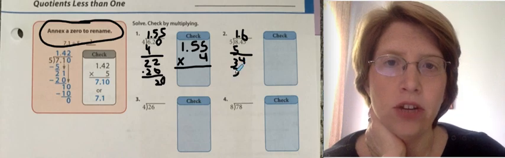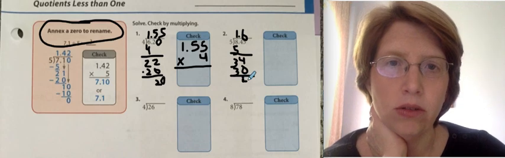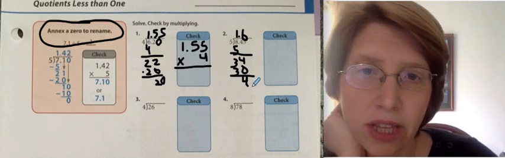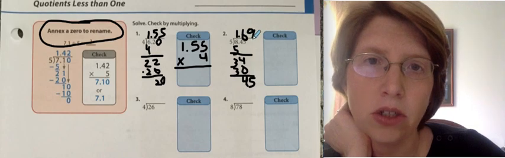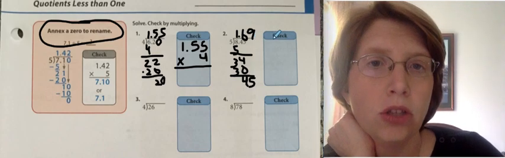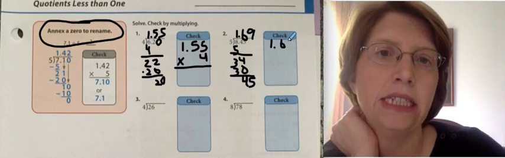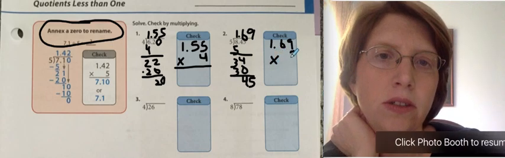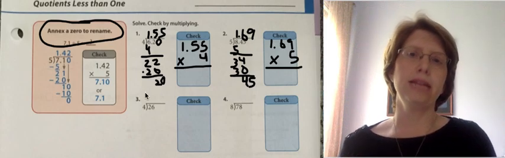Put my 30 underneath. Bring down, subtract. Now I bring down that 5 that's over there. And 5 goes into 45 9 times, no remainder. So to check, you put your 1 and 69 hundredths times 5. And then you multiply that over here. Okay? Now let's practice doing the 0 thing again.